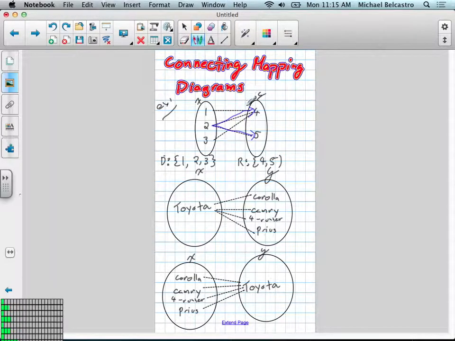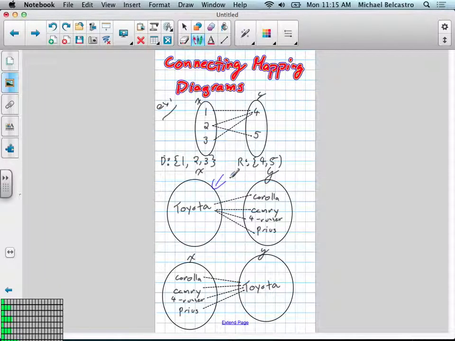Now, if you also notice in this question, 1, 2, and 3 all hit 4. Is that really important in determining whether it's a function or not? Yes. Why? What is it determining? It'll be a straight line. Okay, you're right. It'd be a horizontal line.